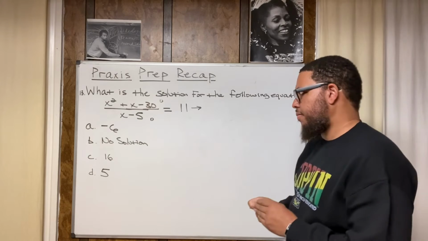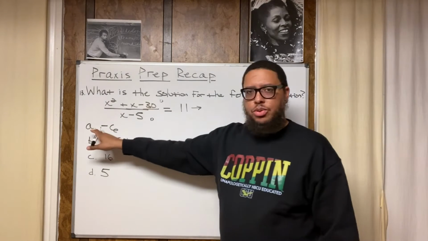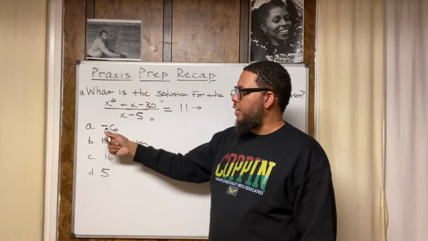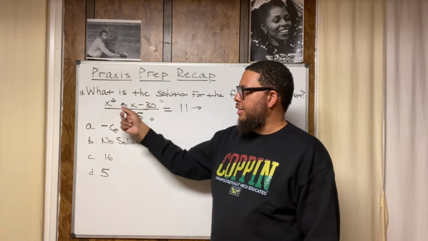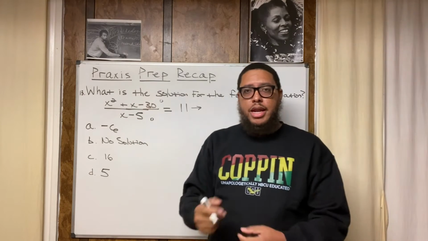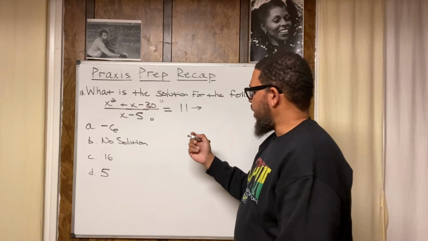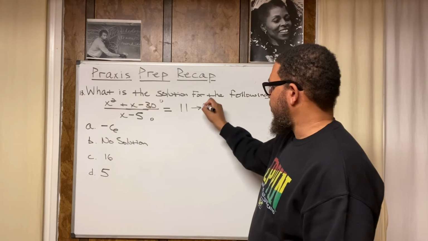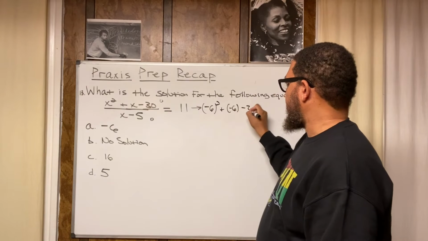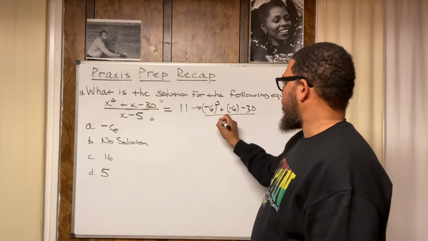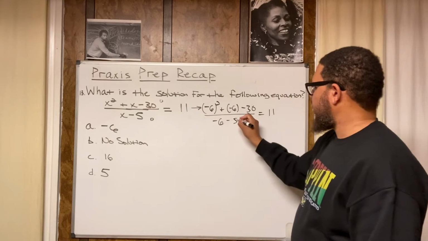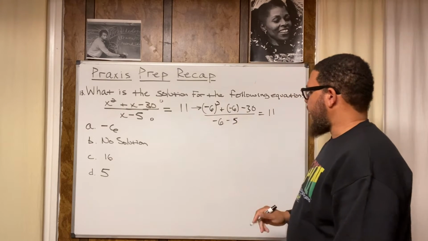So check this out. If I want to test out choice A, I go into the equation and I replace the x's with -6, right? Any x I see. So right here, and right here. I replace them with -6s, and then I just do the calculations. So I'm going to have -6 in parentheses squared plus -6 in parentheses minus 30 over -6 minus 5 is equal to 11. Right? Now I want to do this work.